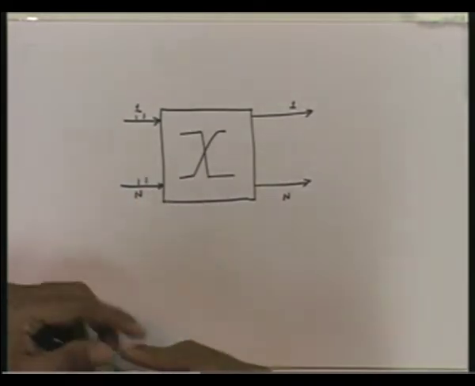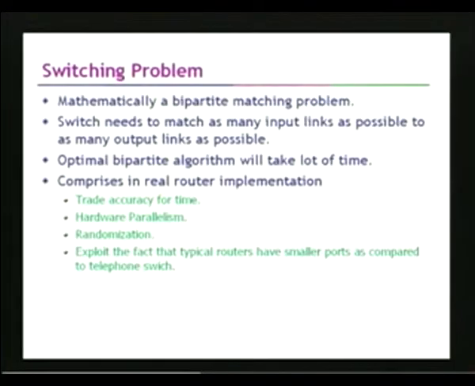Okay. Now an optimal bipartite algorithm will take a lot of time. The optimal bipartite matching algorithms are very well known in graph theoretic literature, and they are likely to take a lot of time. So some compromises are done in the real router implementations. So typically, various compromises can be done. You can either trade accuracy for time, or you can introduce some kind of hardware parallelism, or you can use randomization.